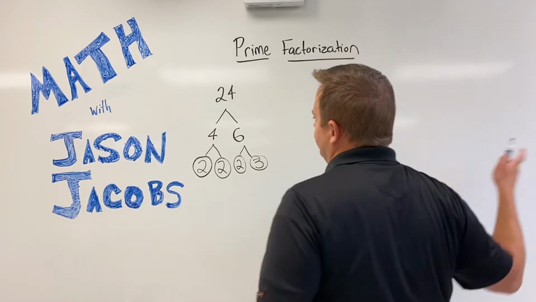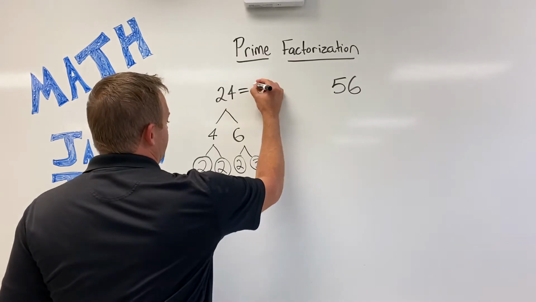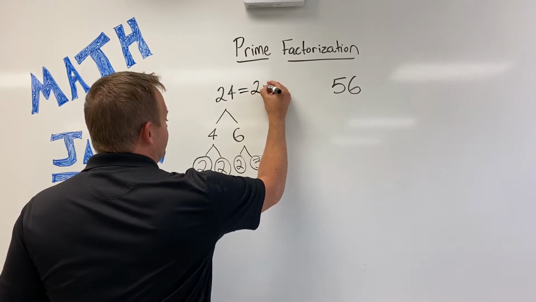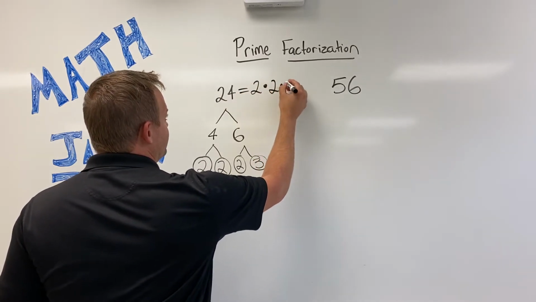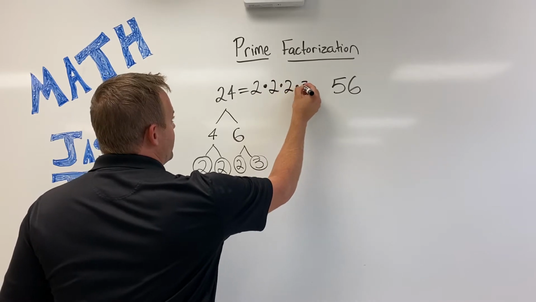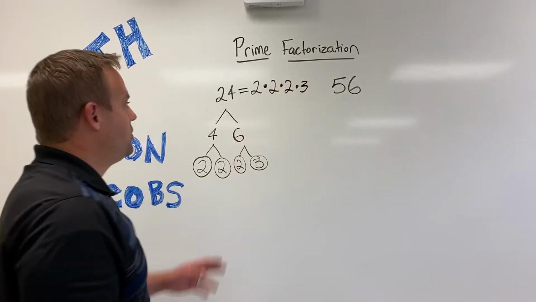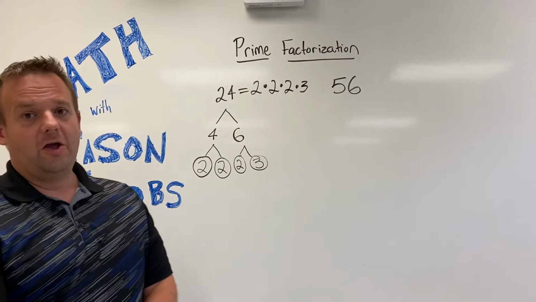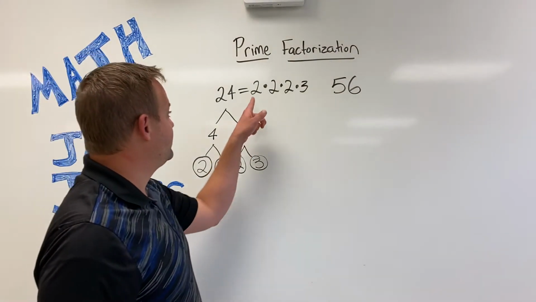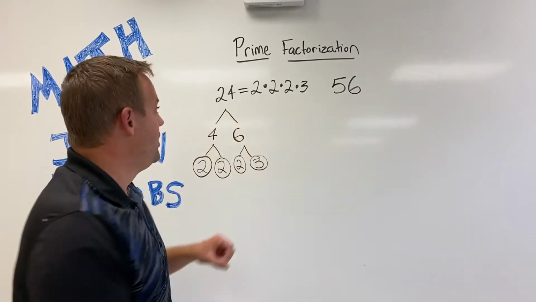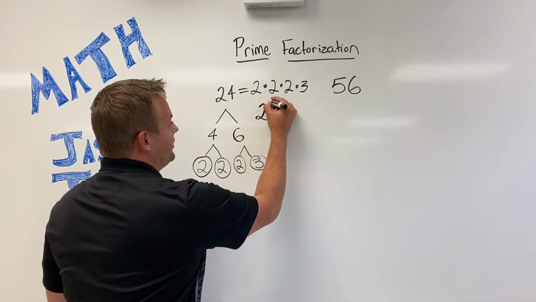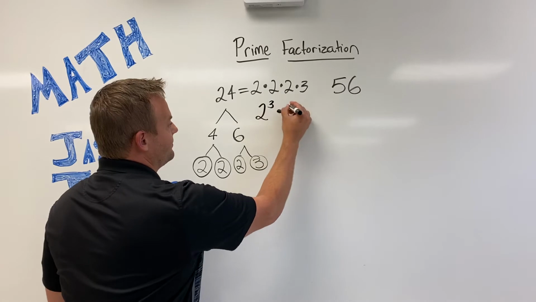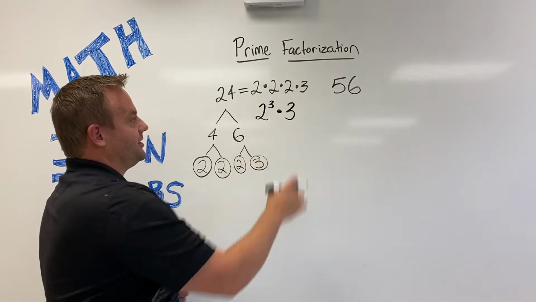And now the prime factorization of 24 is 2 times 2 times 2 times 3. Or you could use exponents: 1, 2, 3 2s. So you could write it as 2 to the 3rd power times 3. So these two answers are acceptable.